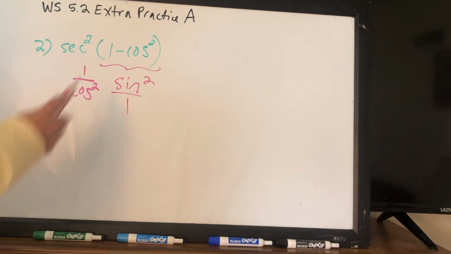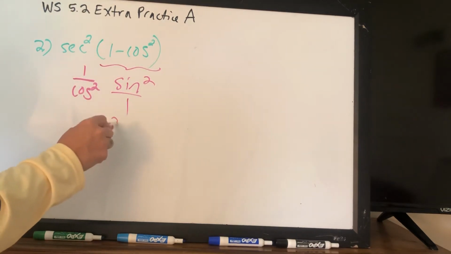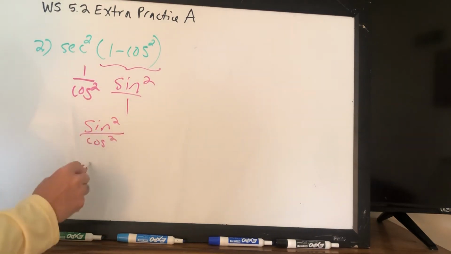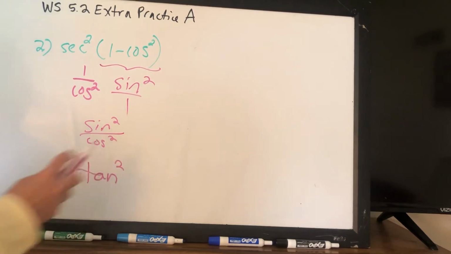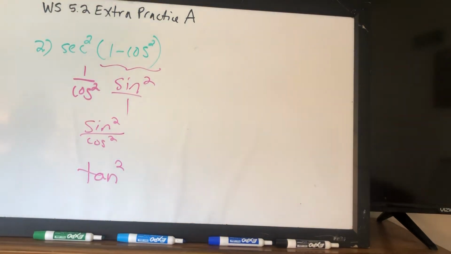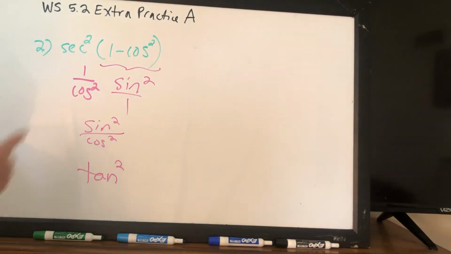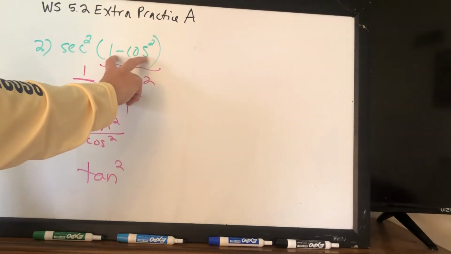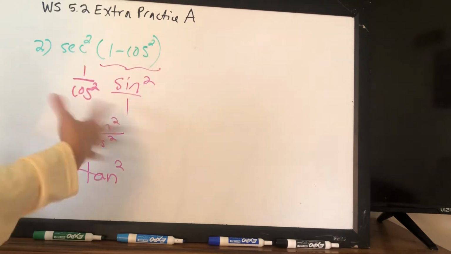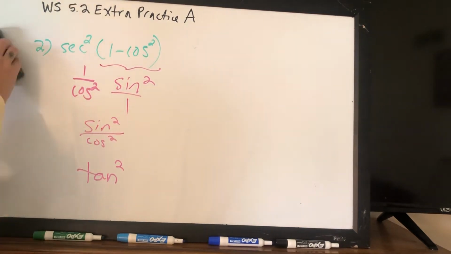That's over 1. You put this together, becomes that, which is tangent squared. Okay? So that is number 2. Another way you could have done it if you didn't see this was a Pythagorean identity, you could distribute in and still simplify, but this is the easiest way.